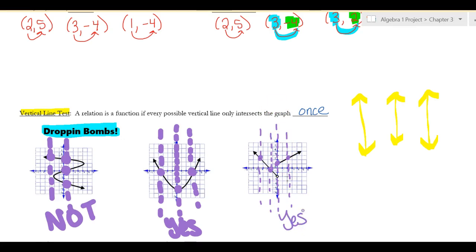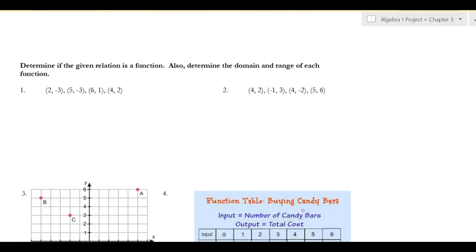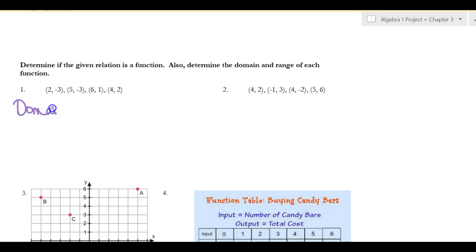Okay, let's see what else we have. So now we're going to determine if something is a relation. Okay, and we're also going to state the domain and range. So start off by listing what your domain and range is, and then we will go ahead and see if we can figure out if it's a function. So go ahead and do number 1 and 2 for domain and range, and when you're ready, go ahead and press play.